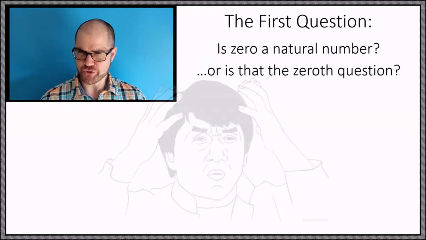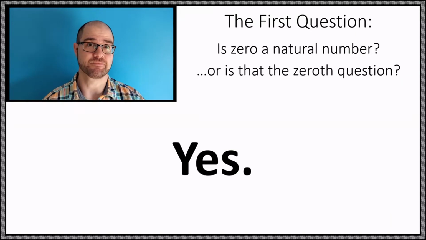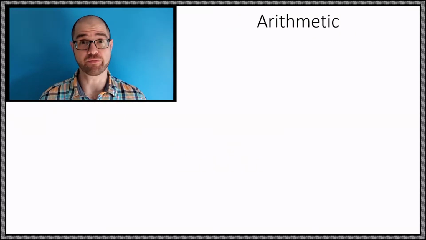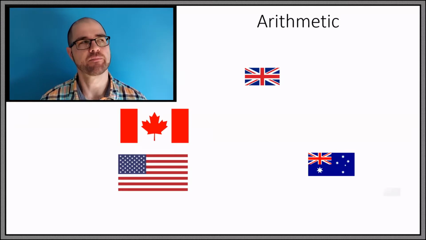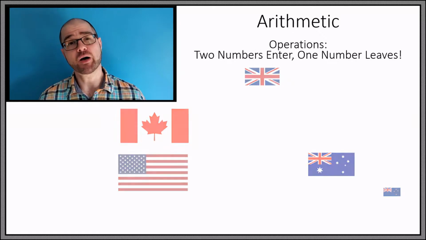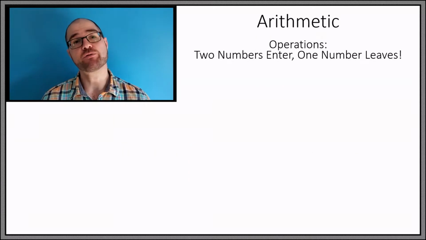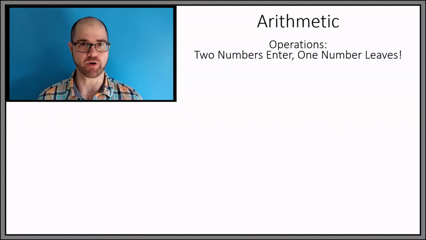But I'm going to settle the issue once and for all. In the matter of, is 0 a natural number? The answer, from now on, for everybody is yes. Right, with that settled forever, let's talk about arithmetic. You know, math, or maths, mathematics. But seriously, we'll talk about operations on numbers. You take two numbers, do some nonsense on them, and you get out one new number.